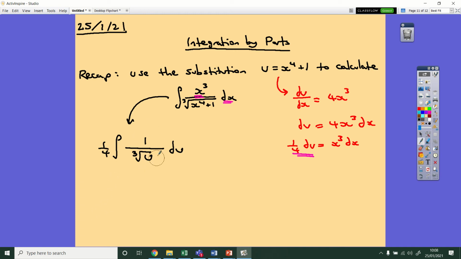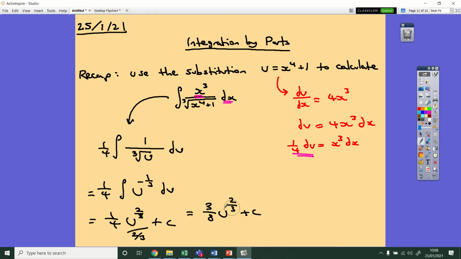Okay, this is much easier to integrate now, but before I can do that, I need to write that as a power. So a quarter at the front, and then this is going to be integrating u to the minus 1/3. Now I can integrate that using the power rule. So that gives me a quarter u to the 2/3 by adding 1, and then you divide by 2/3 plus c, and then dividing by 2/3 multiplies this quarter by 3 over 2, and that's going to turn it into 3/8.